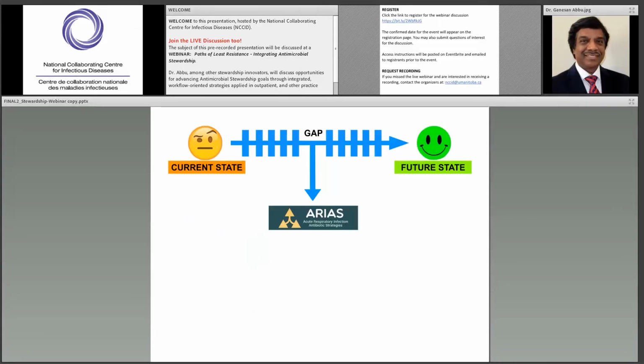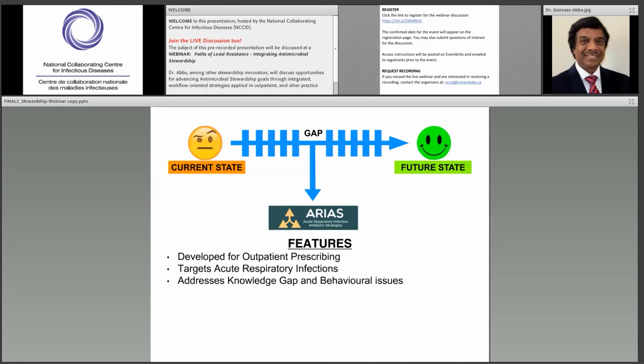Before I demonstrate the prototype app, I would like to quickly summarize how the app addresses some of the issues we've covered. Firstly, it's developed for outpatient prescribing and addresses the bulk of inappropriate prescribing. Secondly, it targets acute respiratory infections, which again account for most inappropriate antimicrobial prescriptions. It tries to address both the knowledge gap as well as some of the behavioral issues.